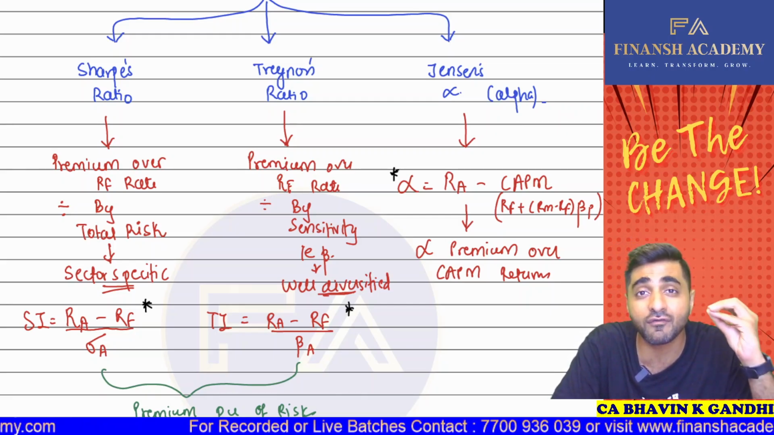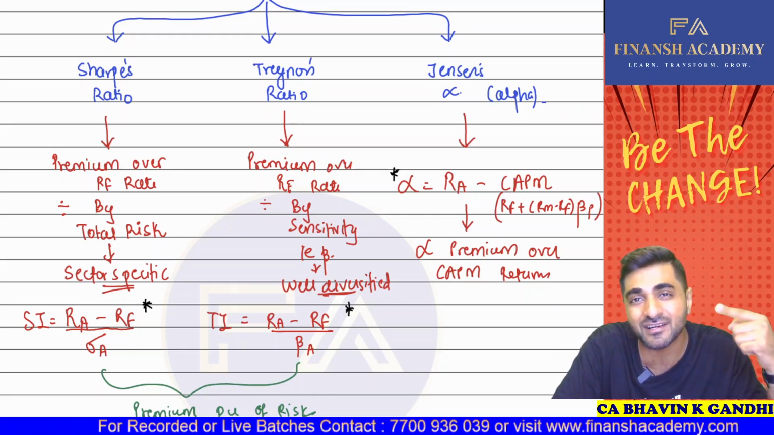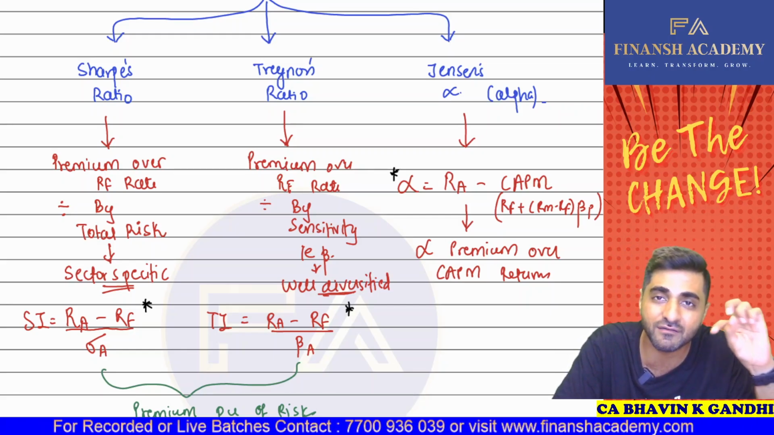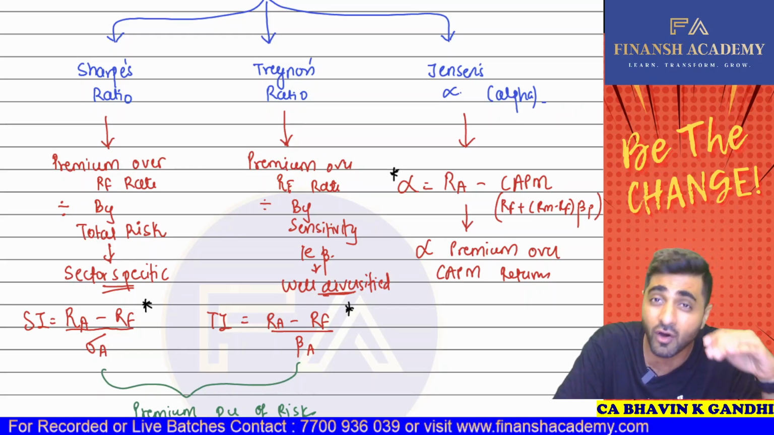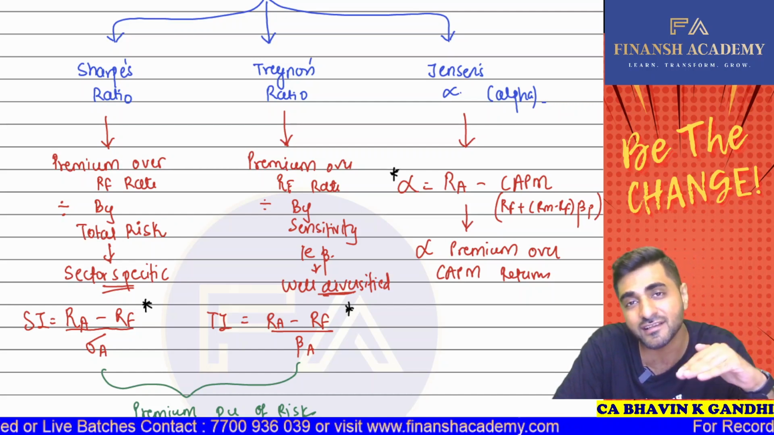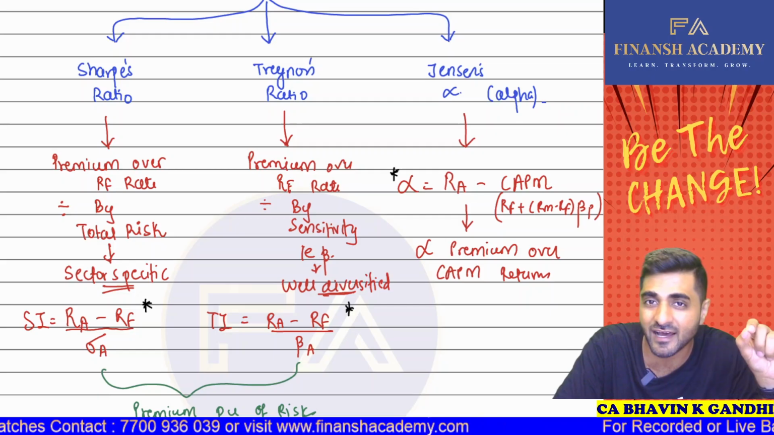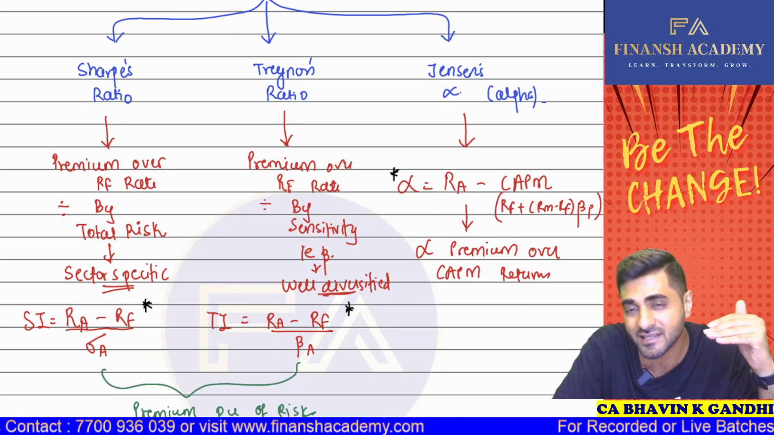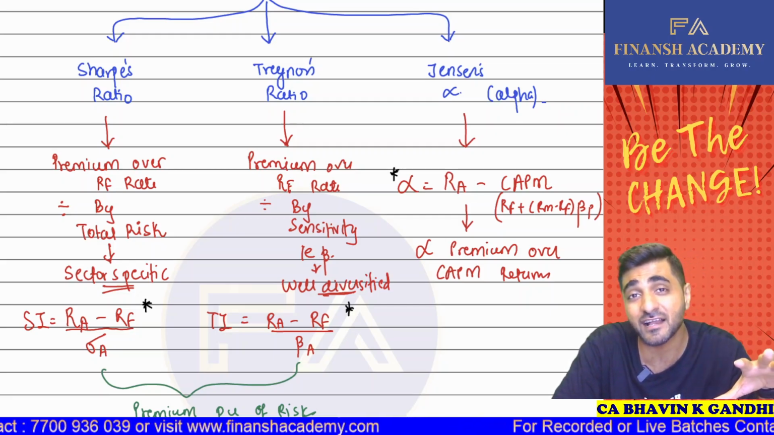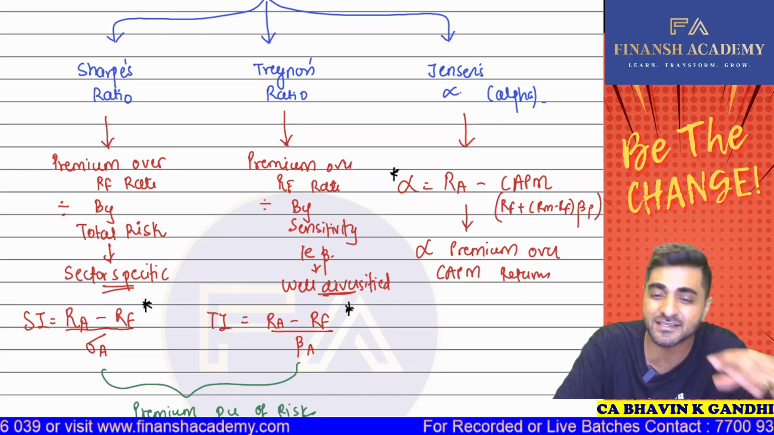Suppose the return of a portfolio is 15%, and the risk-free rate is 10%. So can I say 5% is the premium? With this 5%, we divide that by the standard deviation or the total risk. This will give you your Sharpe's index. When it comes to Treynor's ratio, we take this particular premium, that is RA minus RF, and we divide that by systematic risk, that is beta. And for Jensen's alpha, whatever the returns of the portfolio are, we subtract the CAPM return from it.